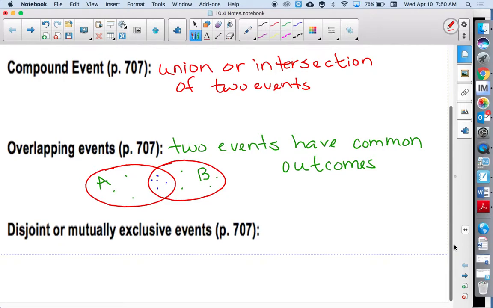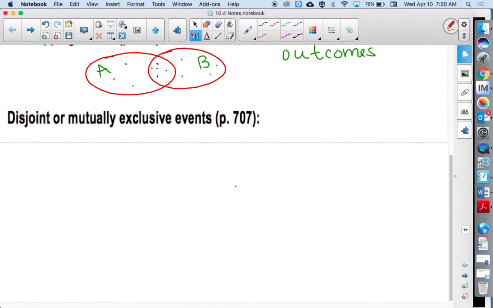The other option of compound events would be if they're disjoint or mutually exclusive. So you'll either see the word disjoint or you'll see the word mutually exclusive. What do you think is happening with those two? If events are disjoint or mutually exclusive, what do you think that would be? Julian? Does that mean it can be like either one but not both? Right, so it could be either one or the other, but there's not going to be that both occurrence. So my events would be totally separate.